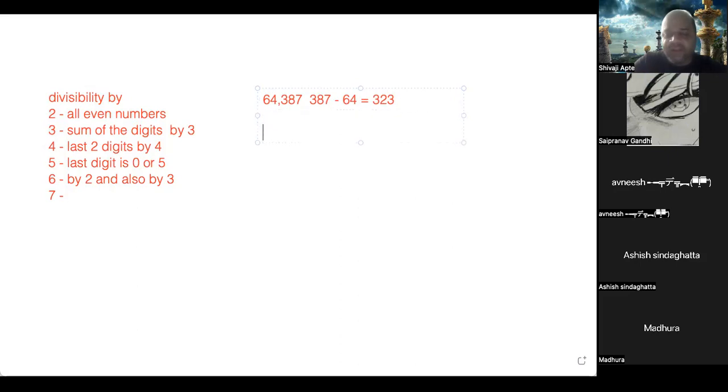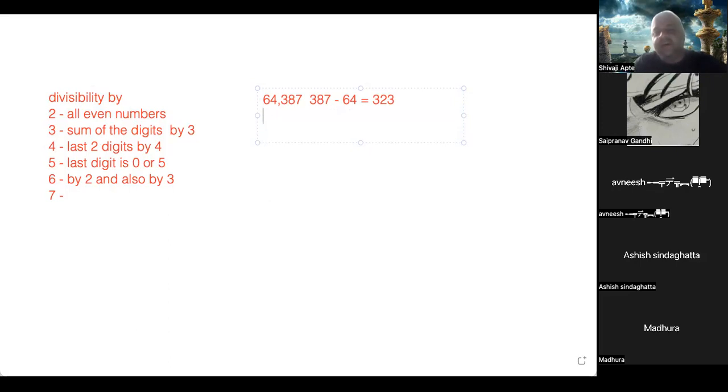Now, how to find out whether a 3-digit number is divisible by 7? You can just do the division method. So for example, we'll just check this. 7 into 4 is 28, so the balance is 4, 43. 7 into 6 is 42, so 1 is remaining. So it is not divisible. So I think 64,387 is not divisible by 7. We'll just check it on the calculator. 64,387 divided by 7, yeah, there is 1 extra remaining.